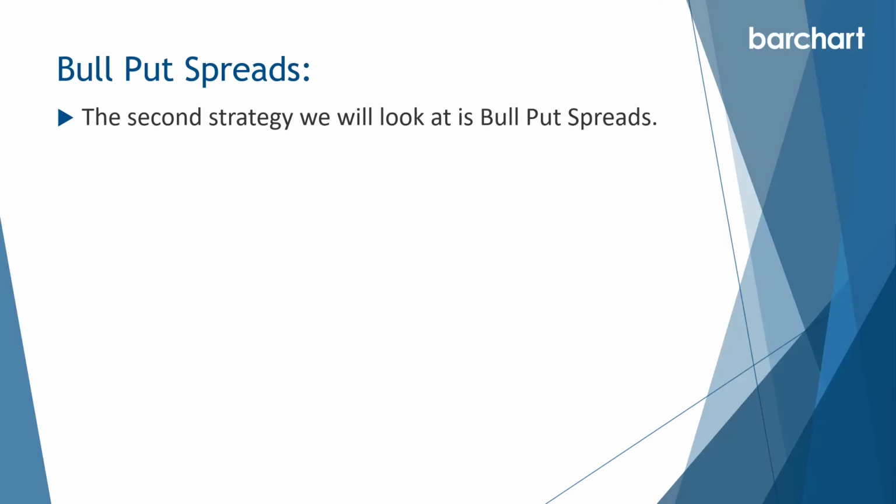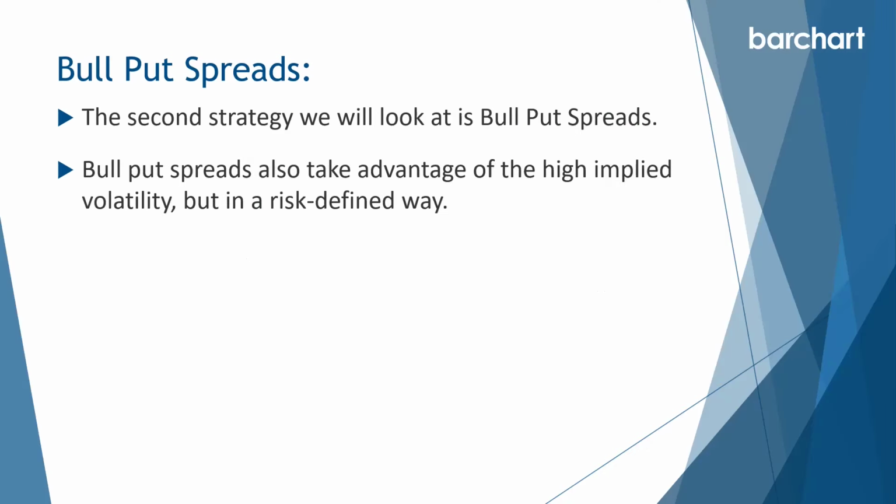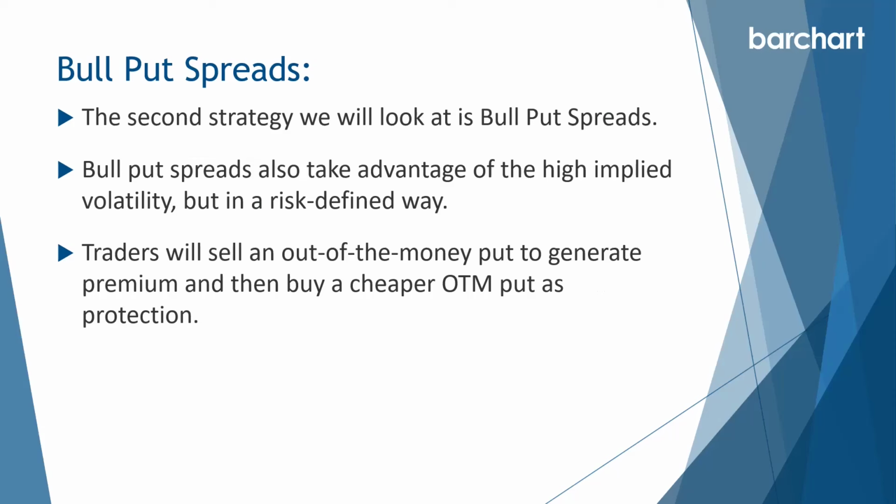The second strategy we'll look at is bull put spreads. Bull put spreads also take advantage of high implied volatility, but in a risk-defined way. Traders will sell an out-of-the-money put to generate premium, and then buy a cheaper out-of-the-money put as protection. Let's look at some examples.